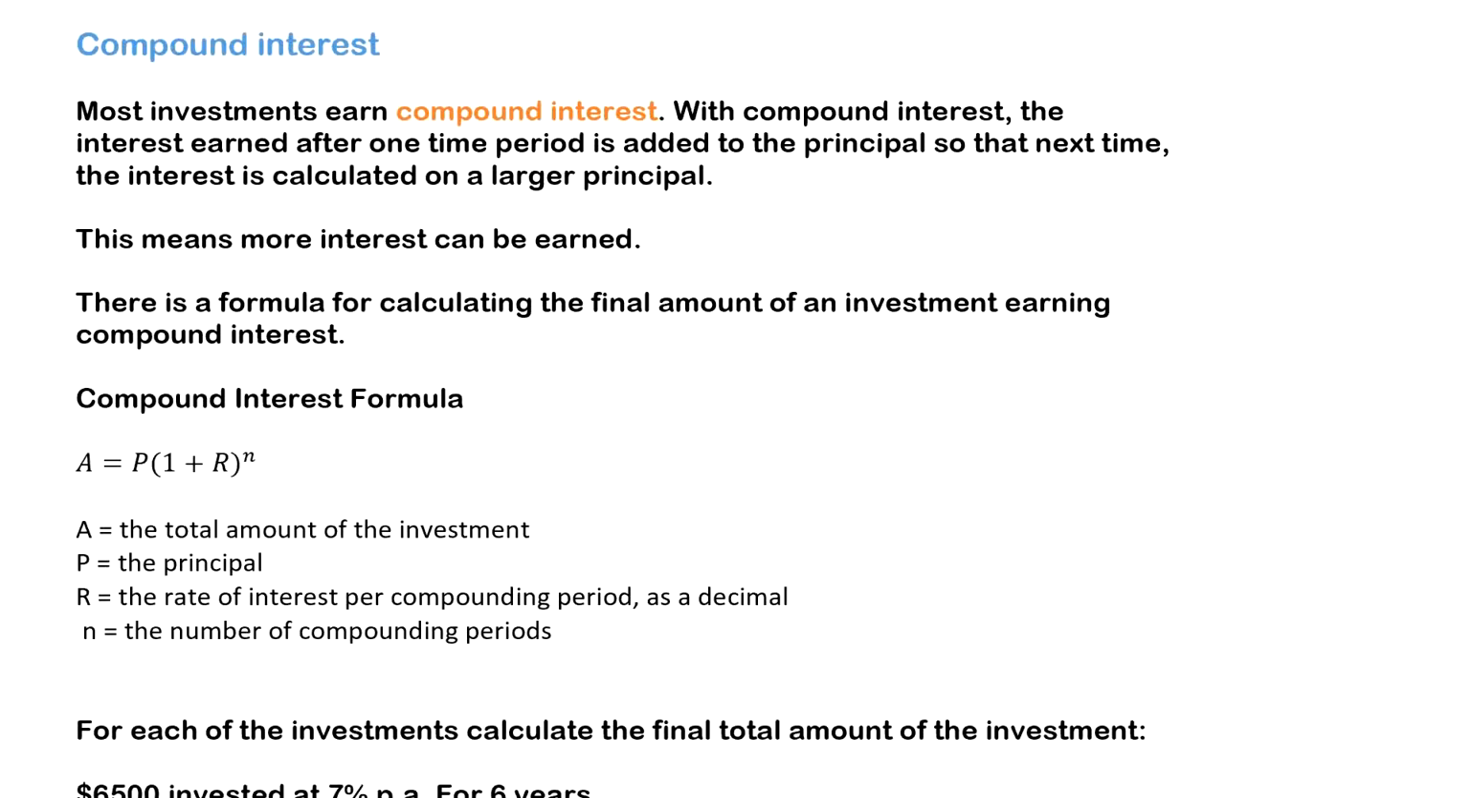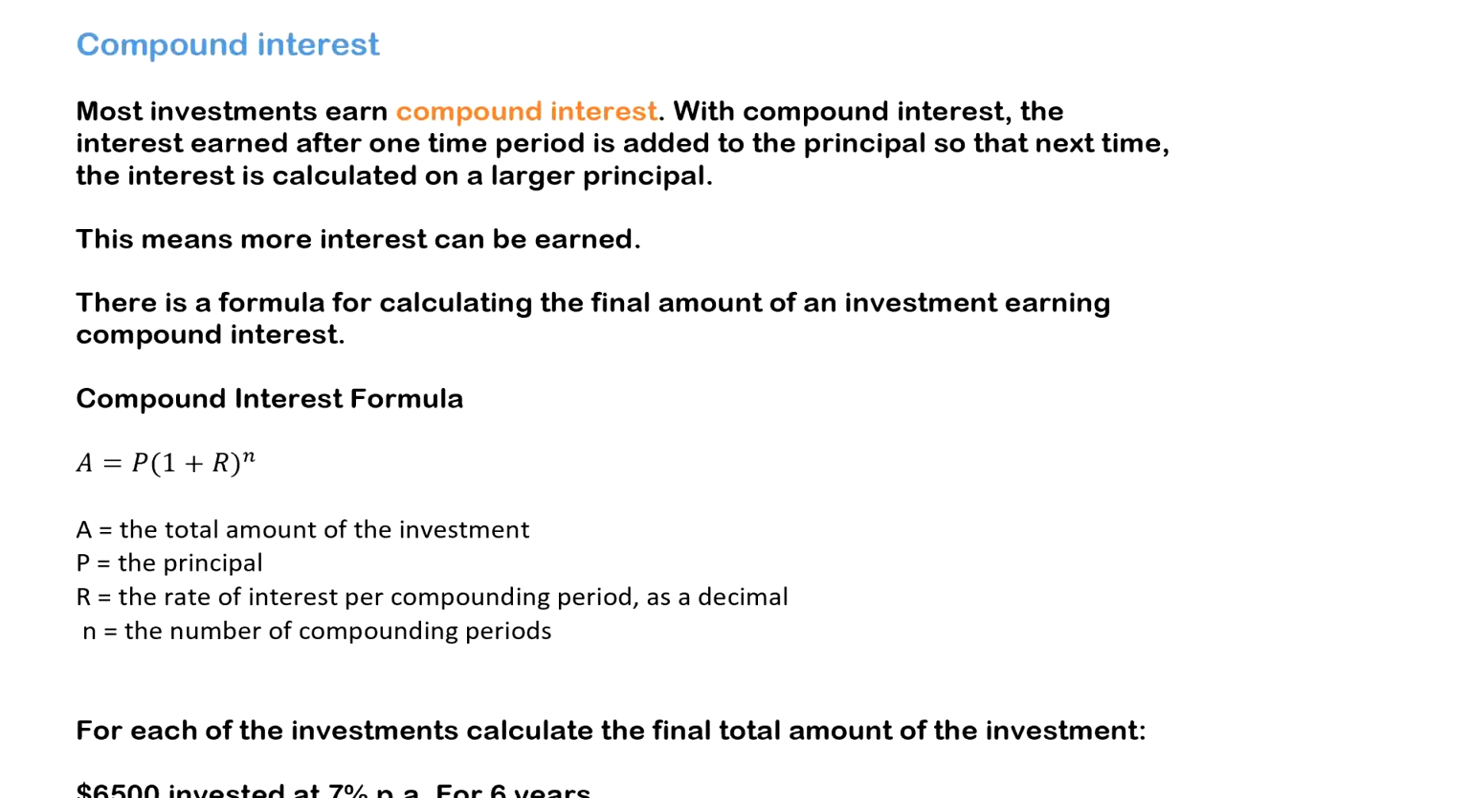In this video, we're covering compound interest. Most investments earn compound interest. With compound interest, the interest earned after one time period is then added back to the principal, so that in the next time period, the interest that's calculated is on that larger principal and therefore you make more interest. This is how most investments work, is compound. We rarely use simple for this kind of thing. Compound is the most common one.